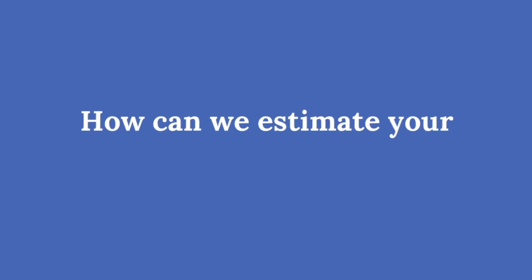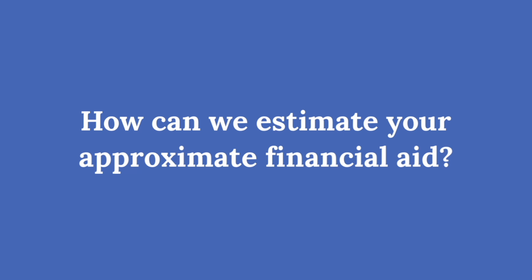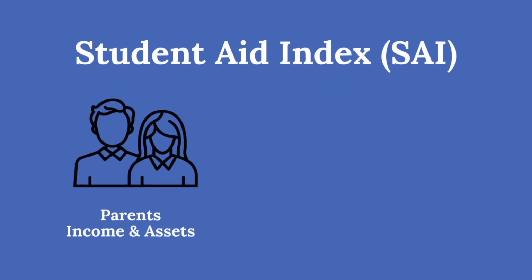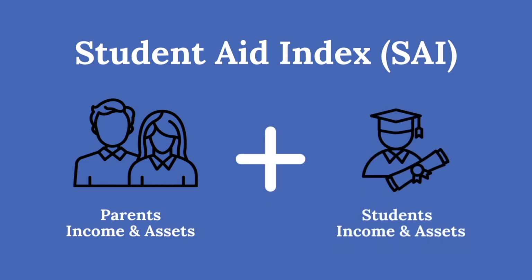How can we estimate your approximate financial aid? The Department of Education uses the Student Aid Index, SAI, to determine your financial aid eligibility. They calculate this by adding up parental income and assets as well as student income and assets. A certain amount of each category is not counted towards the SAI.